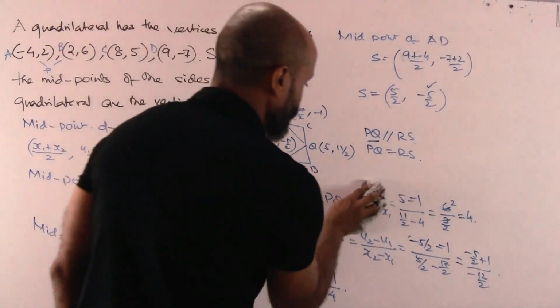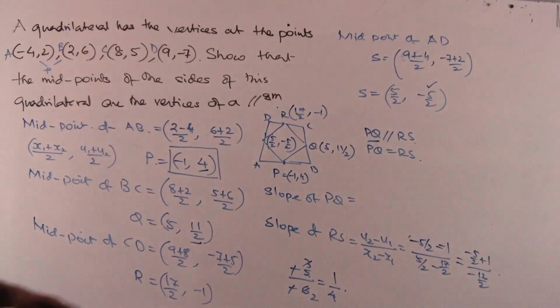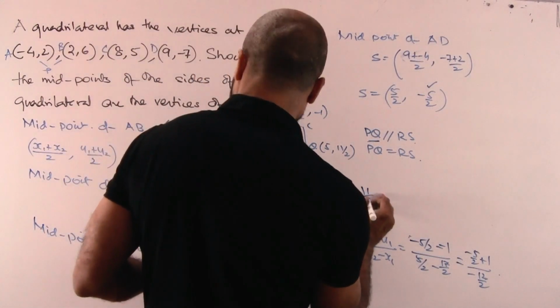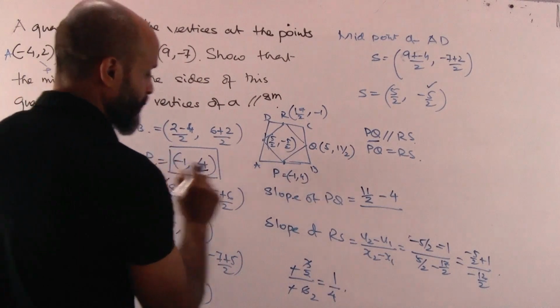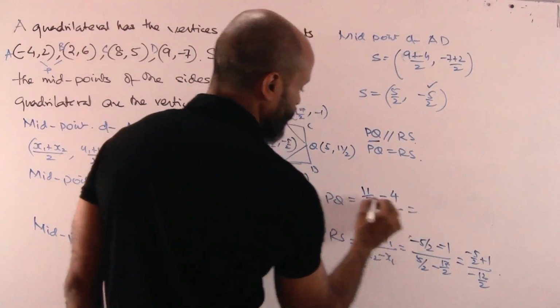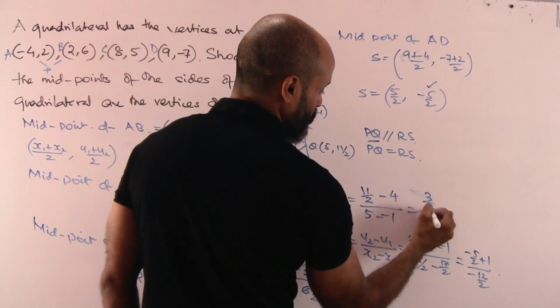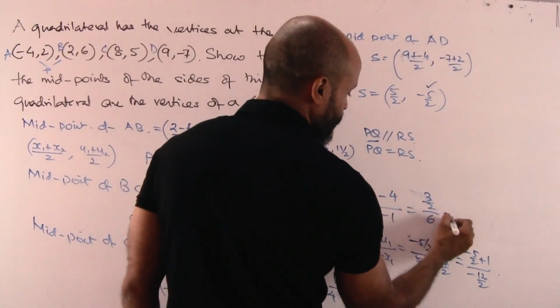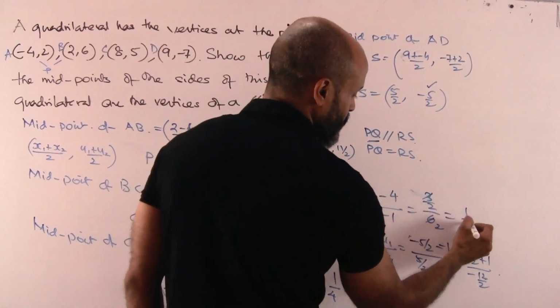PQ. We have made a mistake here as well. I am so sorry. Okay, PQ. So here we will have (11/2 minus 4) upon (5 minus 1). So this will be 11 minus 8, that is 3/2, upon 5 plus 1, that is 6. So this will be 3 1s are 3, 3 2s are 6. So this will be 1/4.